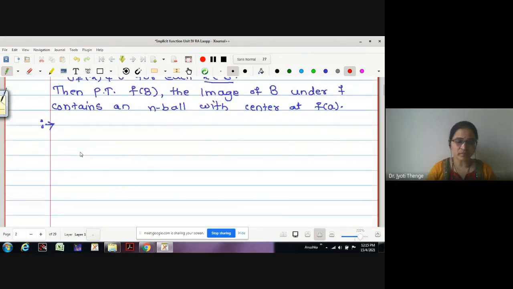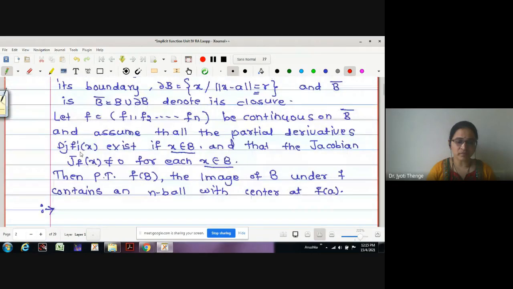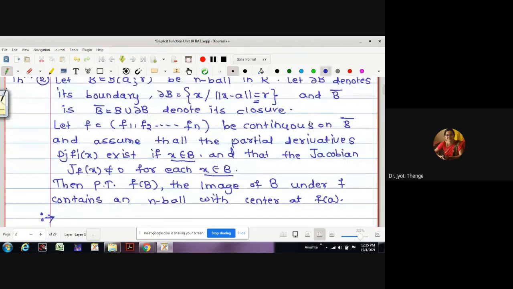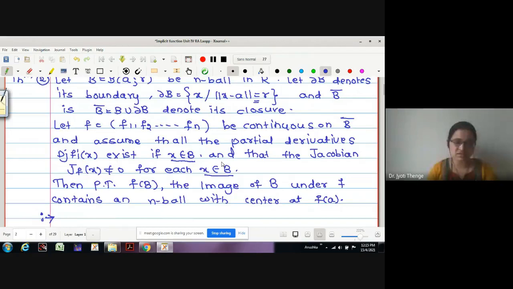I think I have skipped one point in the statement itself. I'll just correct the statement where I have skipped: the partial derivatives f_i exist, and f of x is not equal to f of A if x belongs to ∂B. Yes, I skipped this point. f of x is not equal to f of A if x belongs to ∂B. I will explain the meaning of this statement later.